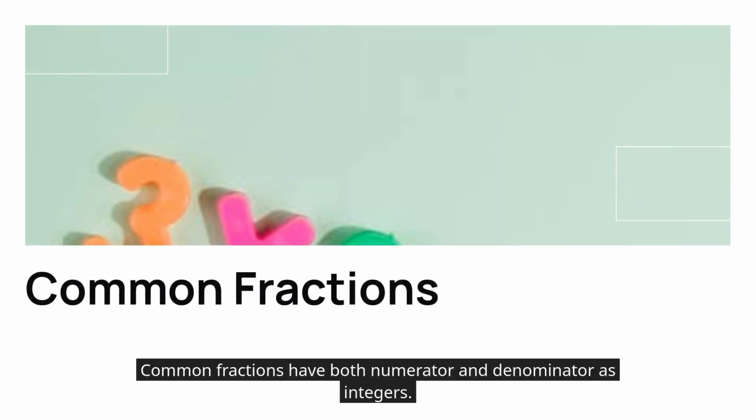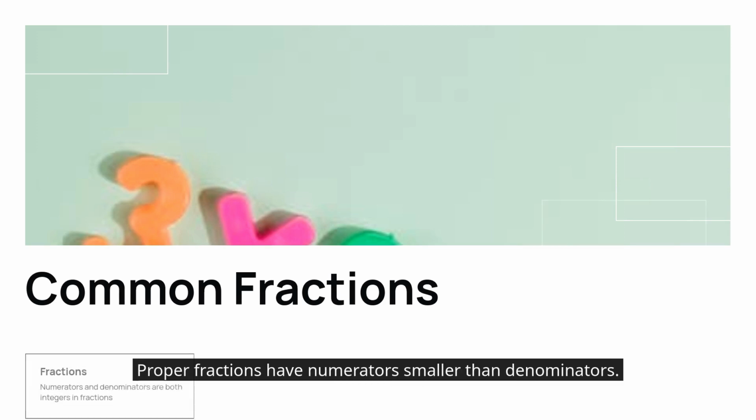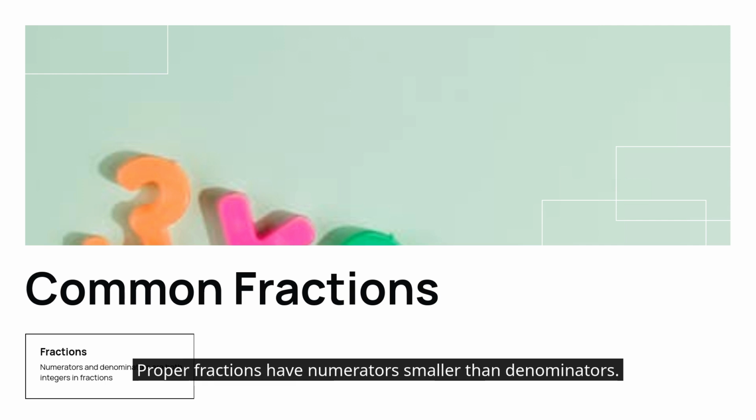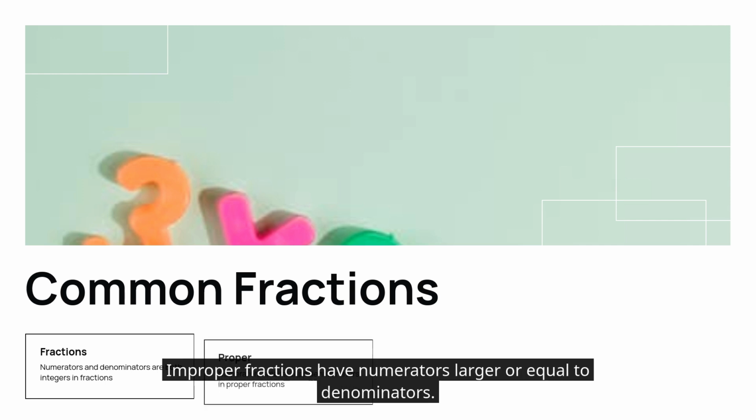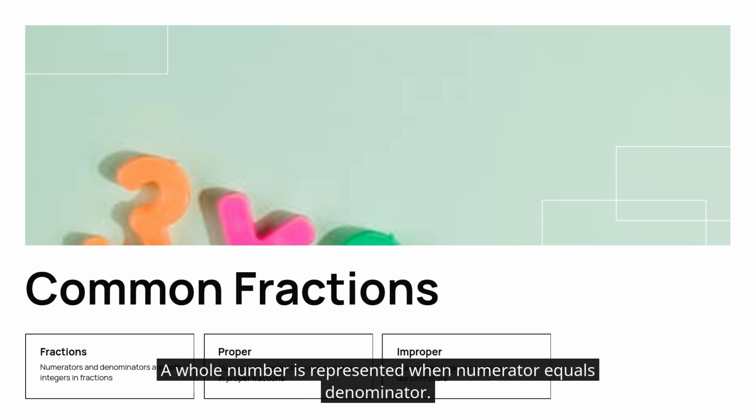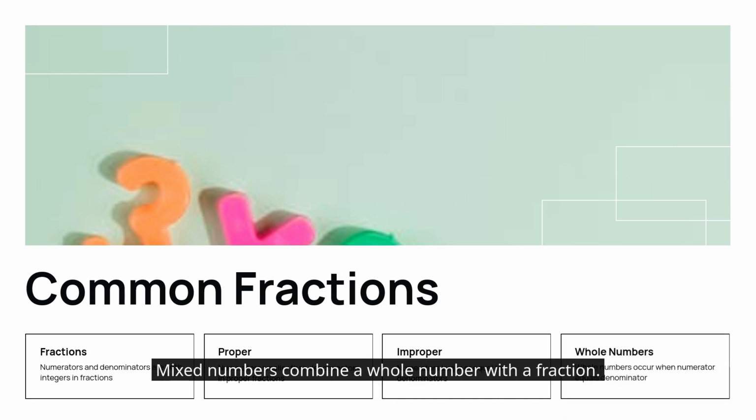Common fractions have both numerator and denominator as integers. Proper fractions have numerators smaller than denominators. Improper fractions have numerators larger or equal to denominators. A whole number is represented when numerator equals denominator. Mixed numbers combine a whole number with a fraction.